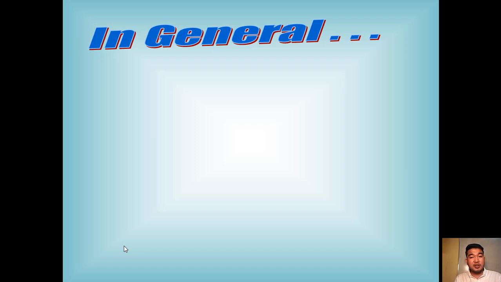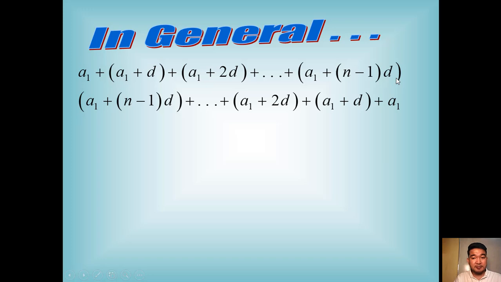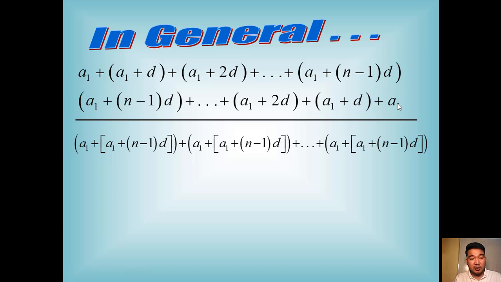In general, for you not to go through that kind of process, the addition, where you arrange the series from lowest to highest and from highest to lowest, this is the general form. A sub 1 plus the quantity of A sub 1 plus D plus the quantity of A sub 1 plus 2D. So this is the first term, second term, third term, and so on until you reach the last term, which is A sub 1 plus the quantity of N minus 1 times the common difference. And then this is written from last to first. So we add it down.